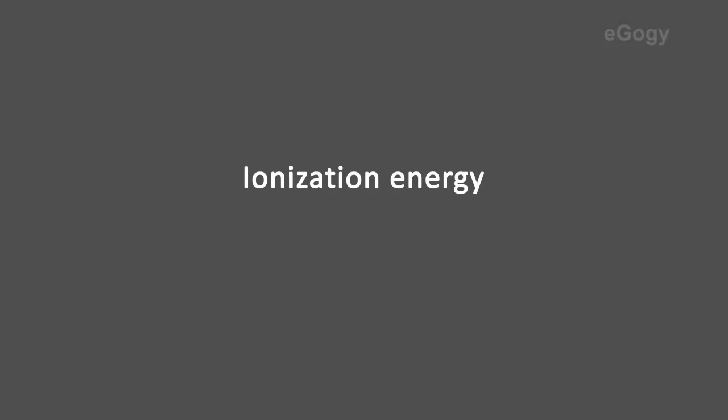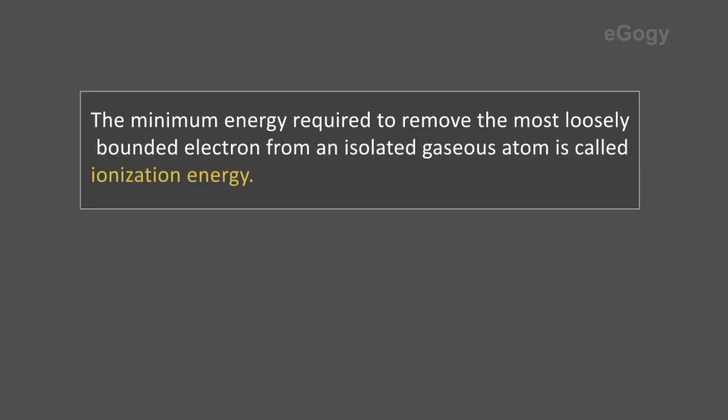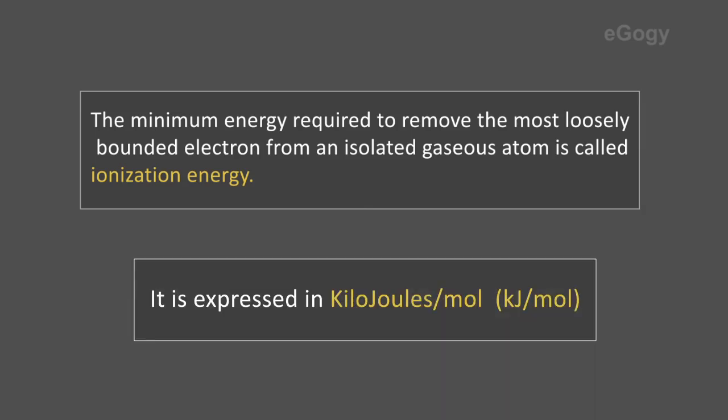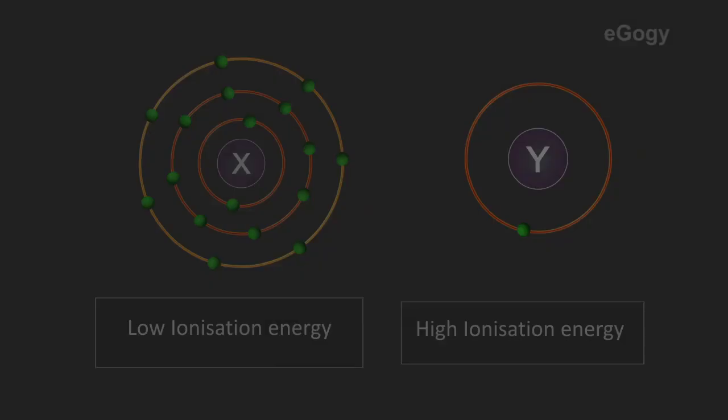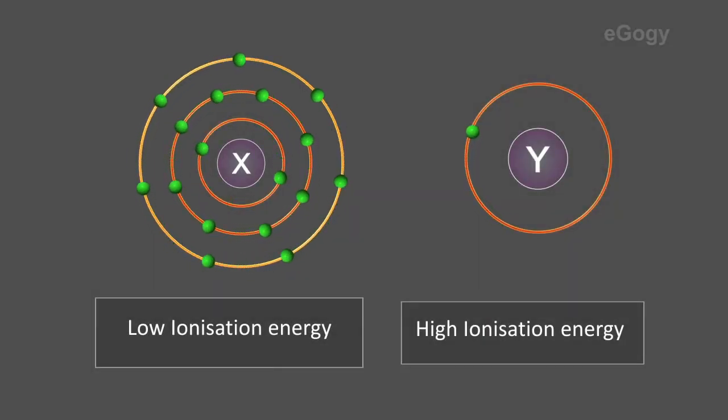Ionization energy. The minimum energy required to remove the most loosely bound electrons from an isolated gaseous atom is called ionization energy. It is expressed in kilojoules per mole. As the size of atom increases, the ionization energy decreases.